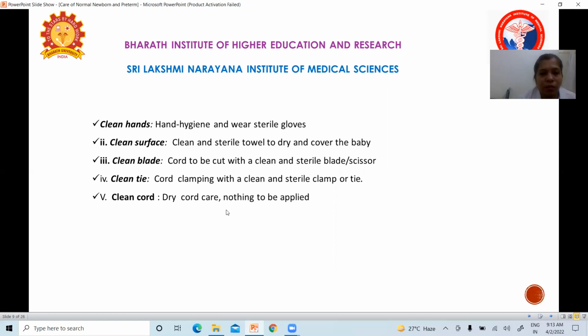After cleaning and cutting, the cord should be dry and nothing has to be applied. Initially, so many things were recommended, like povidone iodine, but nowadays the cord has to be kept only clean and dry. Nothing has to be applied on the umbilical cord. So these 5 cleans are of utmost importance: clean hands, clean surface, clean blade, clean tie, and clean cord.